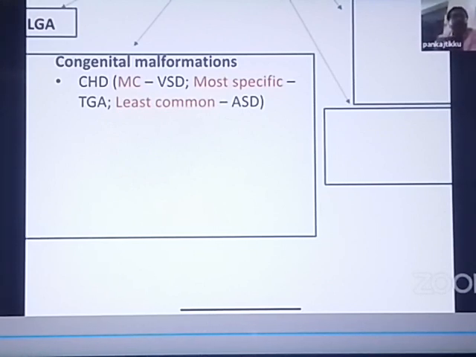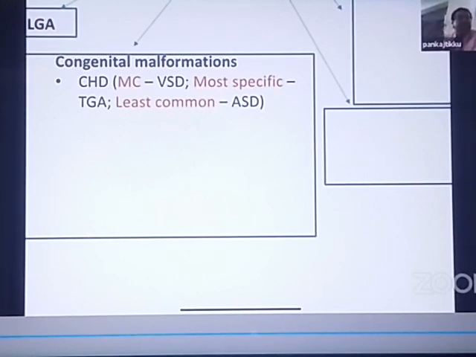Now, there are three types of questions that are asked in congenital heart disease in infants of diabetic mothers. Which is the most common congenital heart disease in infants of diabetic mothers? Which is the most specific congenital heart disease in infants of diabetic mothers? And which is the least common congenital heart disease in infants of diabetic mothers? The most common congenital heart disease in infants of diabetic mothers is VSD. VSD stands for ventricular septal defect.